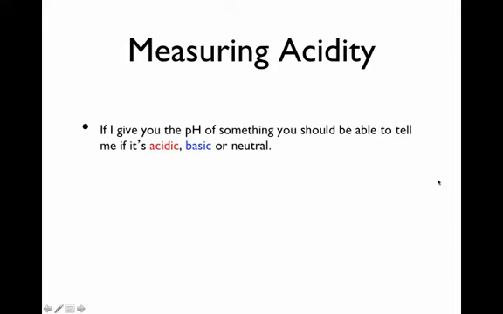So again, just to summarize, this is sort of a list of what I expect you to be able to do. If I give you the pH of some liquid, you should be able to tell me if it's acidic, basic, or neutral. So if the pH is less than 7, you'd say it's acidic. If it's bigger than 7, you'd say it's basic. And if it's exactly 7, you'd say it's neutral.